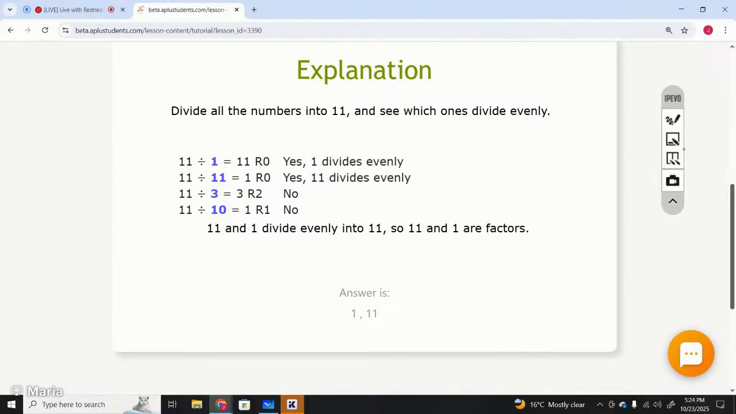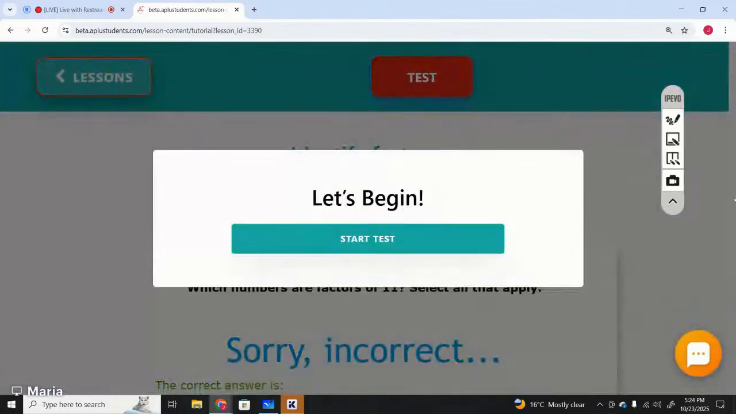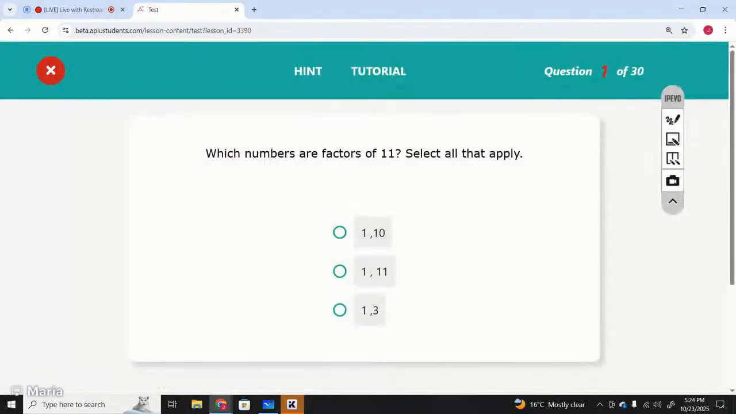Let's just start with the test questions. Which numbers are factors of 11? The only factors of 11 are 1 and 11. Option number 2 is the correct option.